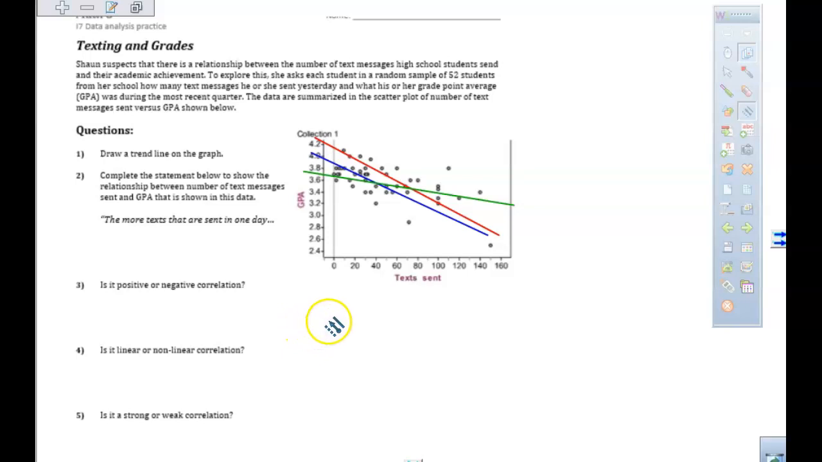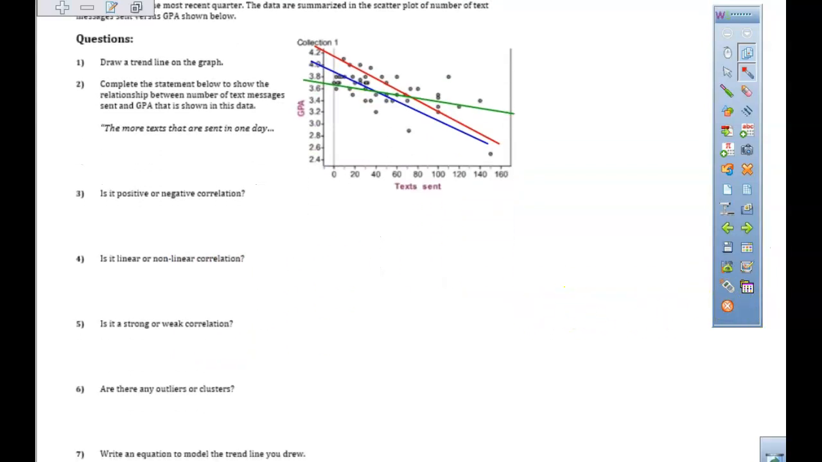I will tell you that this correlation is not very strong as we are looking at it. It's pretty weak. So when you're asked that question, is it weak or strong? There are many answers that people can get. So positive, linear, nonlinear, it definitely looks linear. It's just pretty weak. And then you're going to try and come up with your equation.